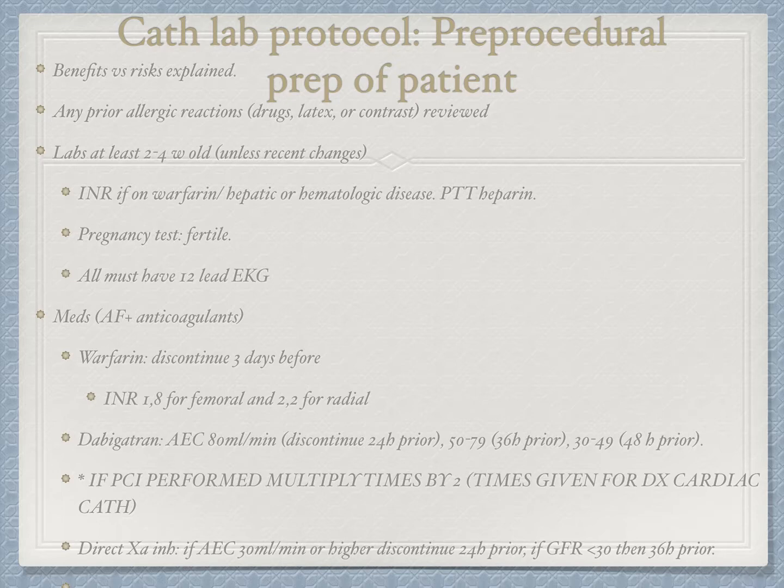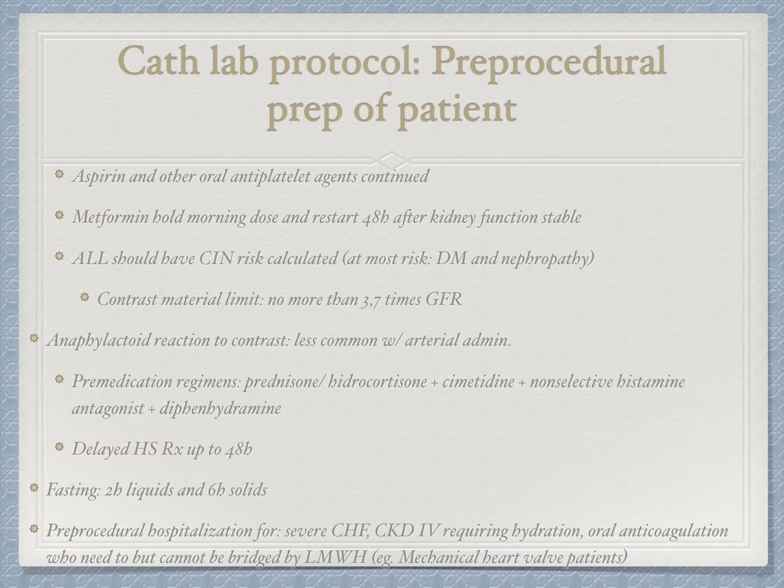If a PCI is performed, if it is not only diagnostic, you have to multiply the times by 2. If you have direct Xa inhibitors, you also have to base it on GFR. You have 2 options. If the GFR is 30 ml per minute or higher, discontinue 24 hours prior. If less than 30 ml per minute, discontinue 36 hours prior.